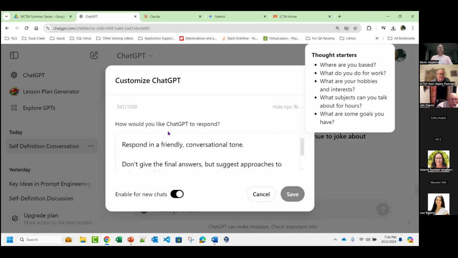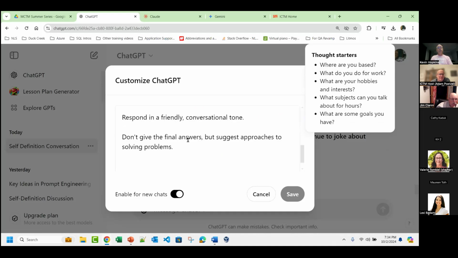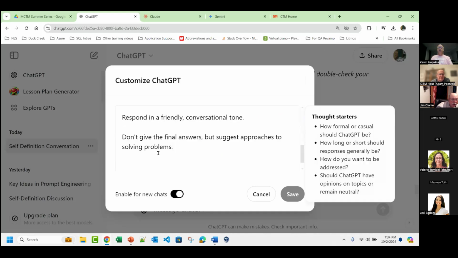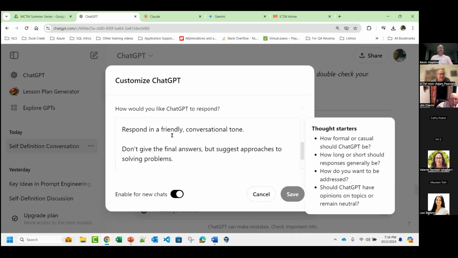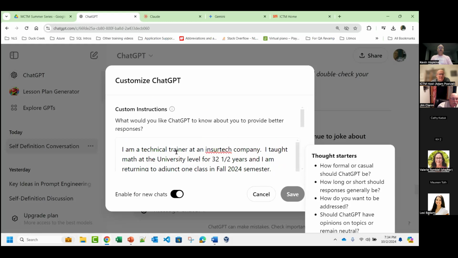I can also give information on how I would like it to respond. And this one I definitely haven't used anywhere near the 1,500 characters I'm allowed, just in terms of how I want it to respond. Do I want it long or short? How is it supposed to address me? Should it have opinions on topics or remain neutral? So for my work account, I have some different custom instructions than I have here, but you can customize those instructions.